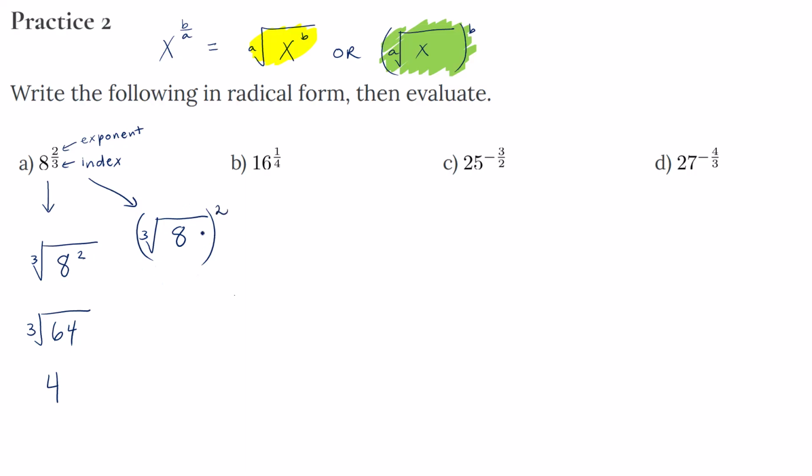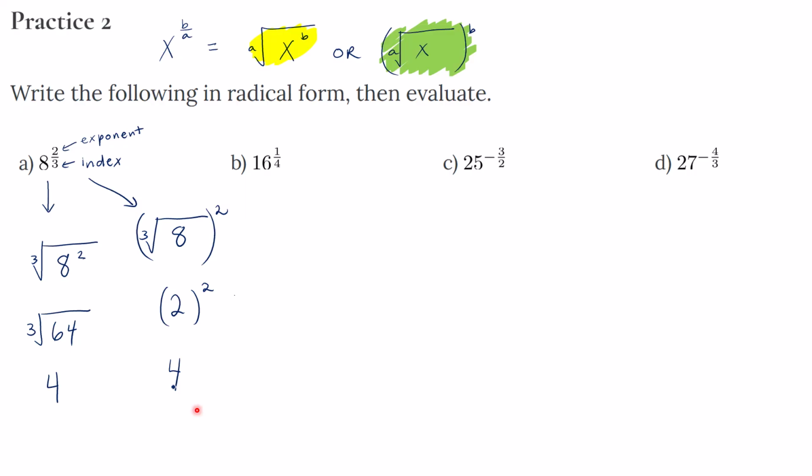So now going ahead and simplifying this, the cube root of 8 is 2, because 2 times 2 times 2 is 8. And then we still have that exponent of 2. So 2 to the power of 2 is 4. So you'll notice that both answers were 4. So both methods are totally fine.